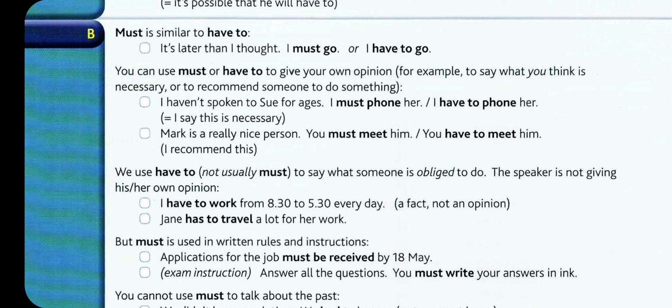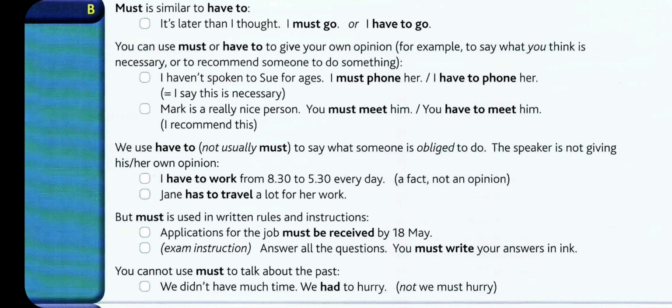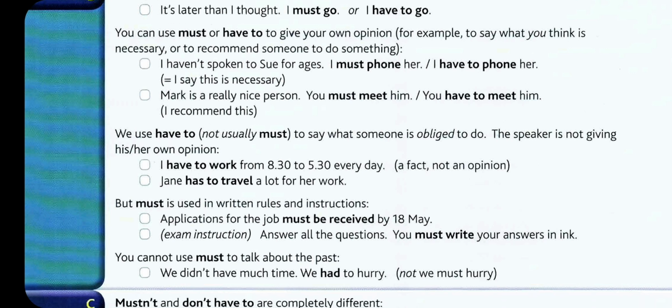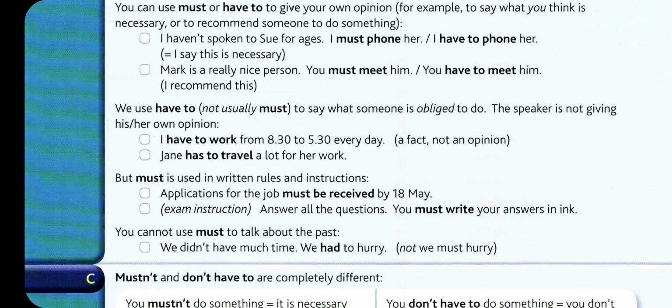Mark is a really nice person. You must meet him, meaning it is necessary for you to see him or meet him. You have to meet him. So we use must and have to also when we want to express our own personal opinions, especially if this opinion is necessary or recommended.